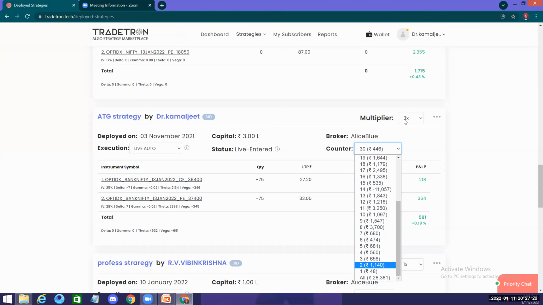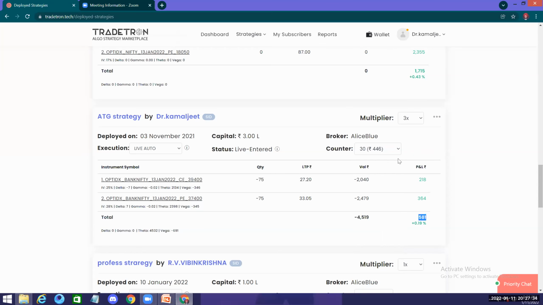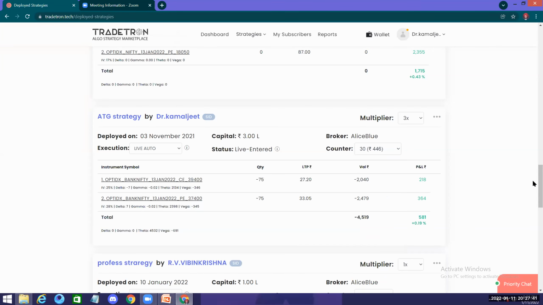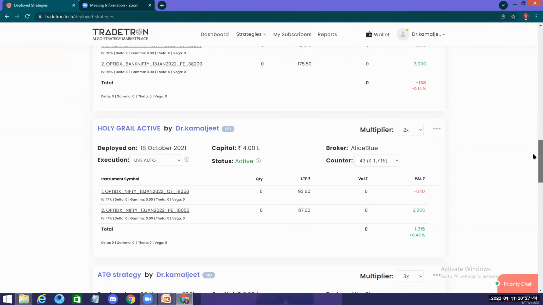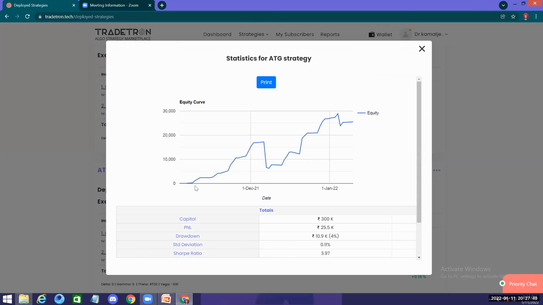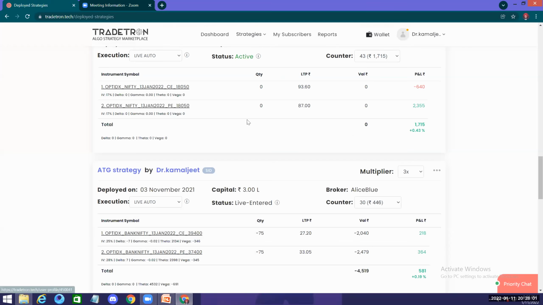I increased it 2 days back to 3 lots. It was on a single lot. It had made so much money. See, I do have a drawdown of 11,000 rupees also on a day. I'm not worried about it because most of my days, this has already been uploaded on YouTube, 90% of the days are green days. So you can use this strategy also if Vibin sir allows you. And you can see the statistical charts on it. I had a big negative day, but it is gradually going up, up, up, and up.